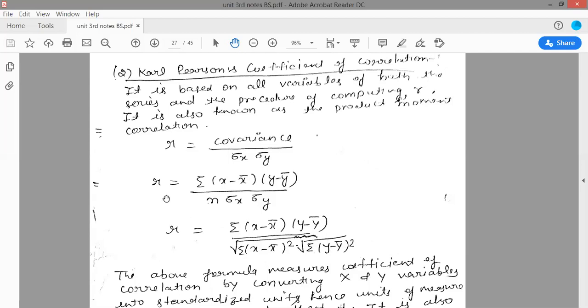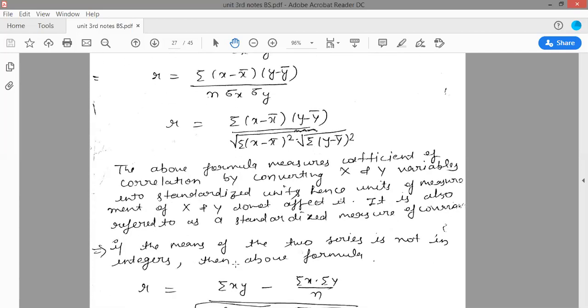So R is equal to summation of x minus x bar into y minus y bar upon n into sigma x sigma y. Here x bar and y bar are the arithmetic means, and sigma x and sigma y are the standard deviation for the series x and the standard deviation for the series y, and n is the number of variables. There is another formula, R is equal to summation of x minus x bar into y minus y bar upon the square root of summation of x minus x bar whole square into the square root of summation of y minus y bar whole square.